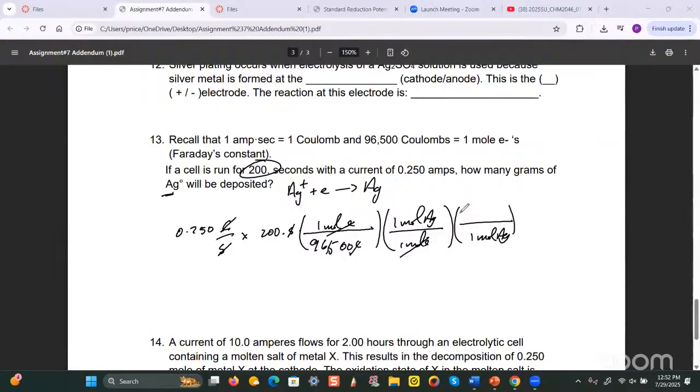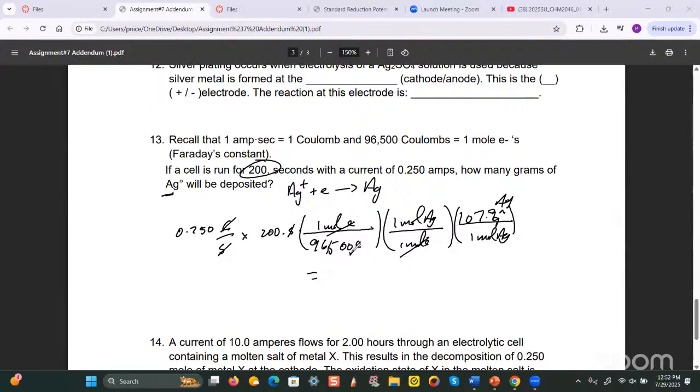7.9. 107.9 grams of silver. Okay, and that's it. So let me work this out. So that would be 0.250 times 200 divided by 96500, and then multiplied by 107.9.